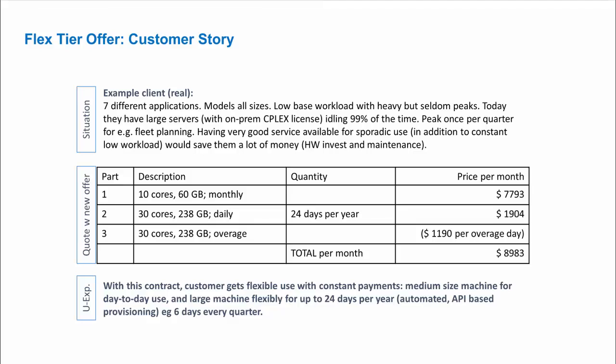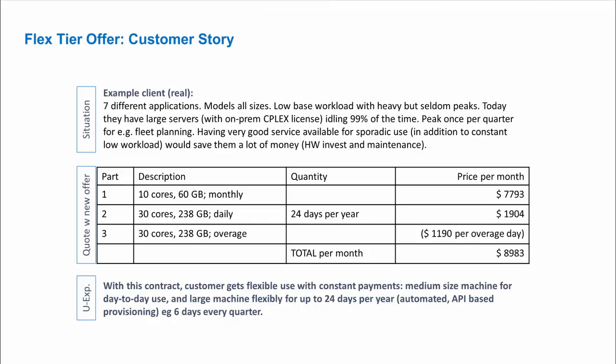When they bought the Cplex licenses, the new Flex Tier model on DOcplexcloud was not available, therefore they had to go with the on-prem approach. With the new model, they could now buy DOcplexcloud subscriptions as given in the example quote in the table here. Line item 1 is a mid-sized server subscription on a monthly basis. We provision this server for him, and he can use it all the time, every day, 24 hours a day. And he pays a monthly price for that.